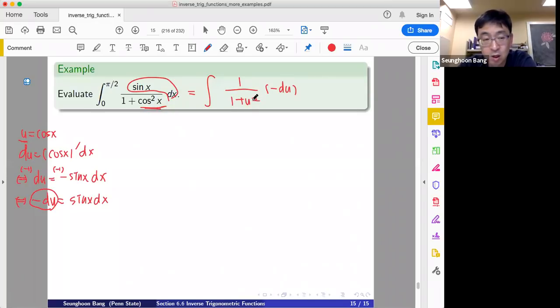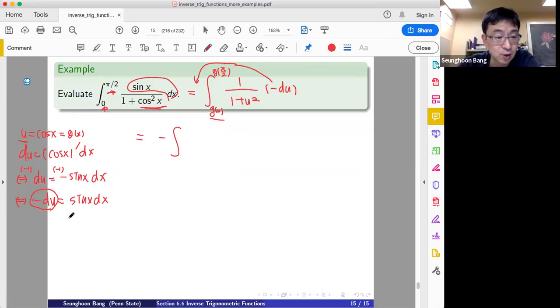One more thing: you have to change the limits 0 and 5π/2. You can use the relation between u and x. Cosine of x is g of x. Plug 0 in, exactly g of 0. Plug 5π/2 in, g of 5π/2. You can change the lower limit and upper limit. You can take out negative 1.